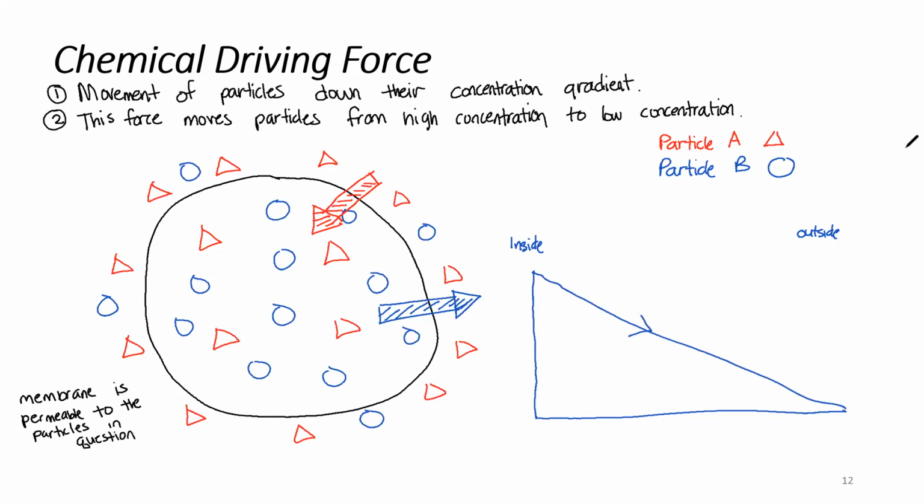And then we can also kind of plot particle A here as well. So particle A is at a higher concentration outside and a lower concentration inside. And so it too is moving down its concentration gradient from outside to inside. Okay. All right, any questions on that before we move on? So that is the concentration gradient. It is a movement of particles from high concentration to low concentration through a membrane that is permeable to the particle in question. Okay, so let's keep going here. Let me clear this.